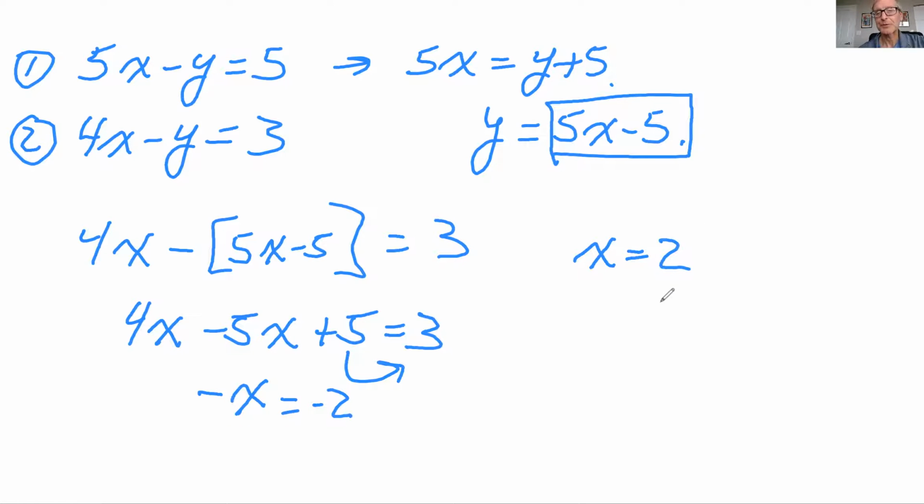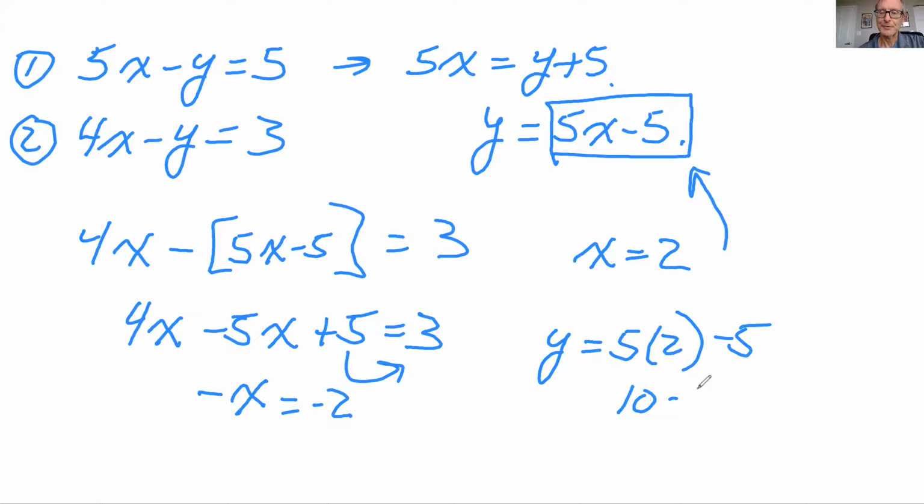So what's y? Well, we can plug it back into that equation, or the other one, either one. But this one's set up nice, right? So we'll just use this. You see this would be 10 minus 5, and so y would equal 5. Sometimes we put it in the ordered pair form: x equals 2, y equals 5.